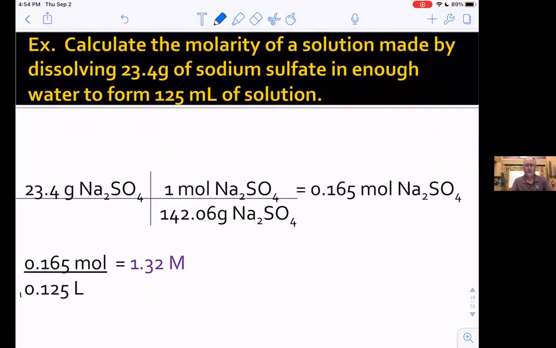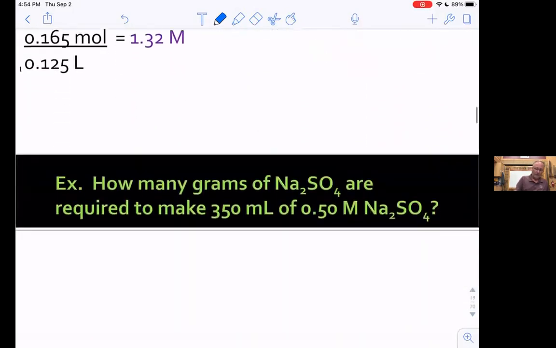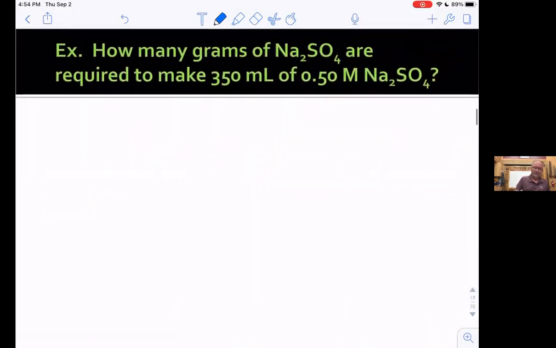You could have taken 23.4 grams divided by the molar mass, found the number of moles, and then in a separate calculation divided by 0.125 liters. That's fine. You can do them separate, but don't round in between steps. That's kind of why I like sticking it in a single dimensional analysis problem. But anyway, let's do another one. How many grams of sodium sulfate are required to make 350 milliliters of a 0.5 molar sodium sulfate solution?